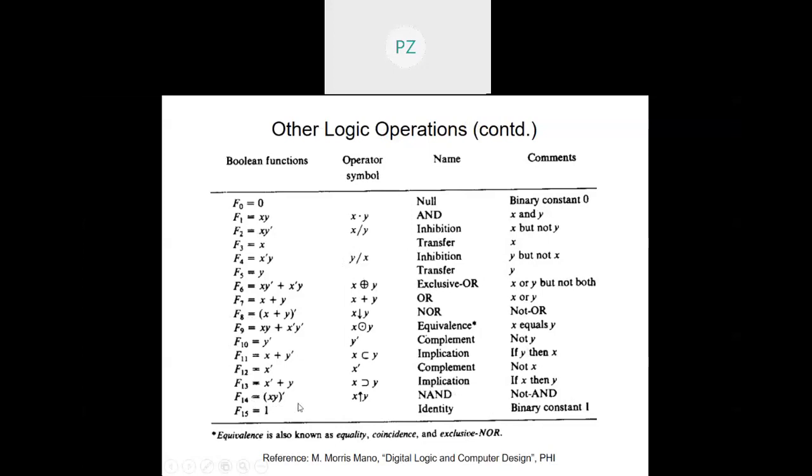Now F14 is a NAND function, which is an AND followed by a NOT, and F15 is 1, the identity binary constant 1, because all of them are 1s. Right? So I've written here equivalence is also known as equality, coincidence, and exclusive NOR. Right? Exclusive OR followed by NOT. That is the footnote for the equivalence function.